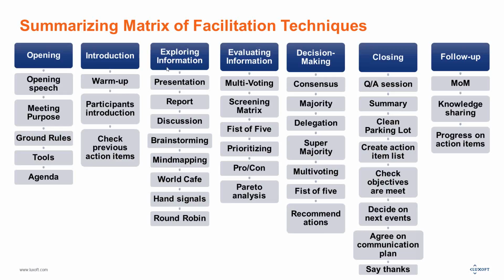During exploration of information, you can have some presentation session. You can use mind mapping technique, world cafe technique to explore the information that is provided. During the evaluation part of the meeting, you can use screening matrix, for instance. You can use pro-con analysis. And during decision, you can use consensus technique or majority technique or multi-voting technique or fist of five technique. And again, when you're closing the meeting, you can have a Q&A question answering session. You can make a summary of the meeting that you have already conducted.